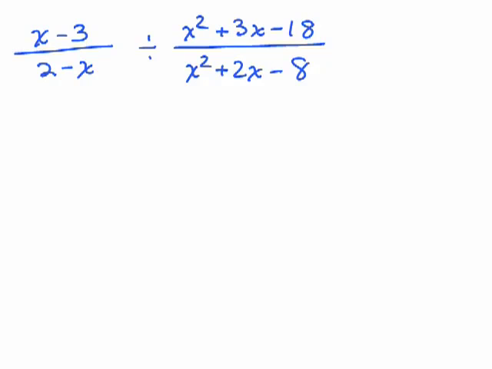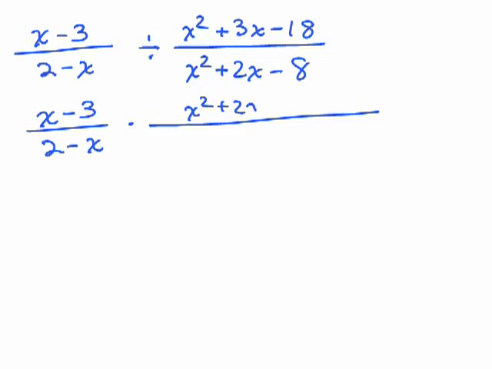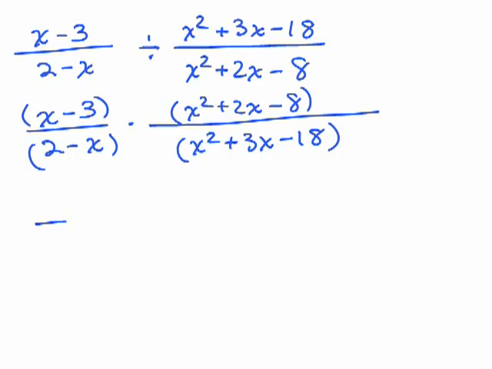Here's another one. Okay, this is going to be slightly tricky because I see that 2 minus x, but that's okay. That gives us an opportunity to practice with the negative signs. Okay, so step 1, it's always the fraction after the division sign you change to multiply by the reciprocal. So we have x minus 3 over 2 minus x times the reciprocal, x squared plus 2x minus 8 over x squared plus 3x minus 18. Everything gets in parentheses, and now I do my factoring magic.